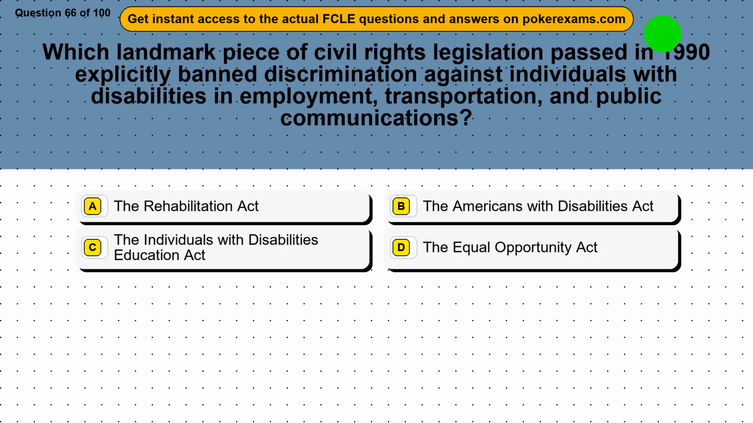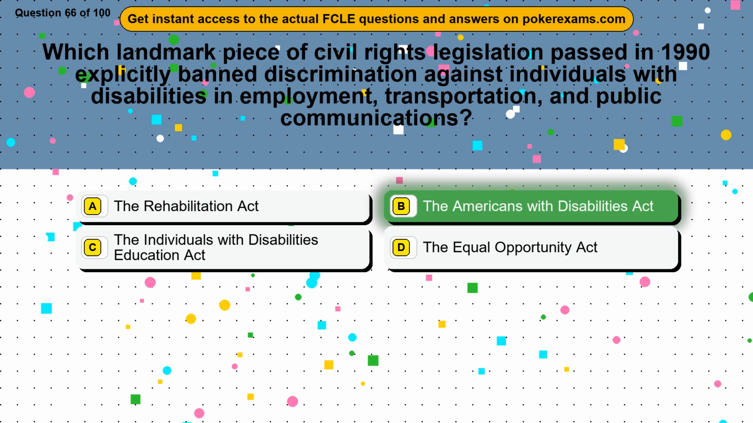Question 66. Which landmark piece of civil rights legislation passed in 1990 explicitly banned discrimination against individuals with disabilities in employment, transportation, and public communications? Option A, the Rehabilitation Act. Option B, the Americans with Disabilities Act. Option C, the Individuals with Disabilities Education Act. Option D, the Equal Opportunity Act.